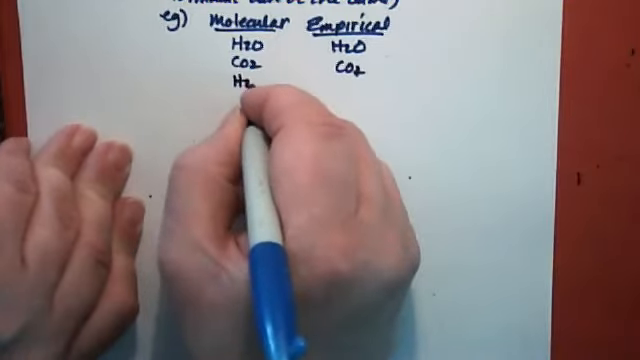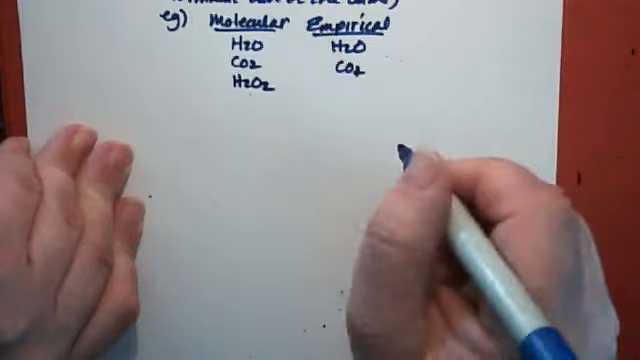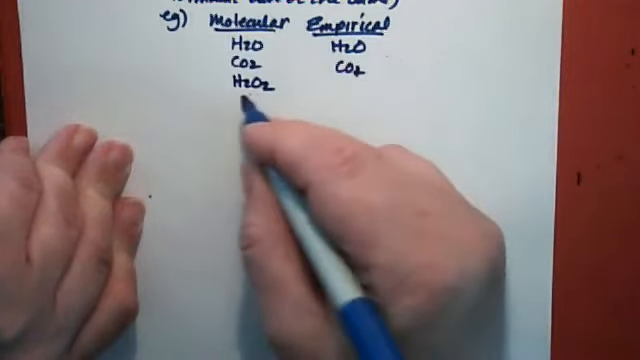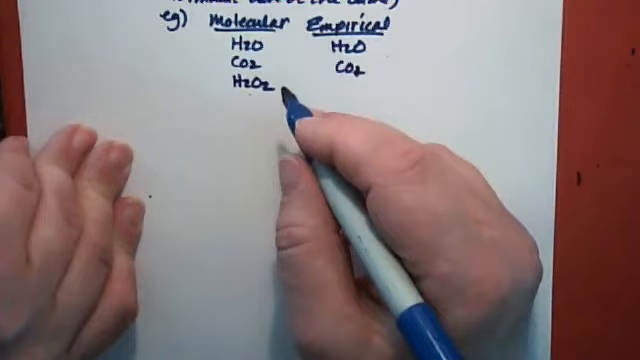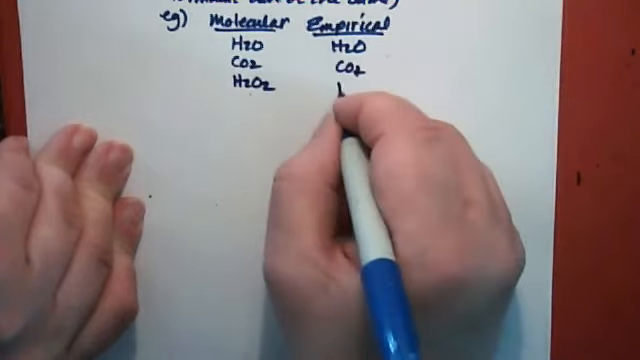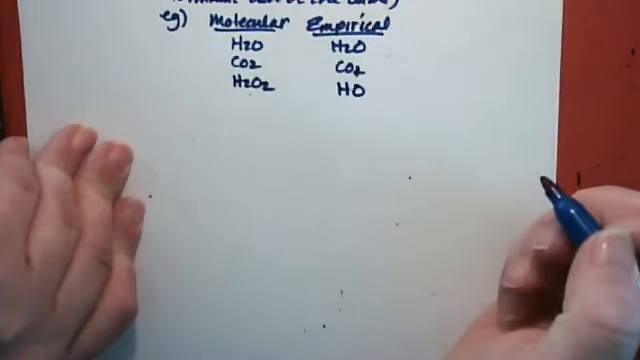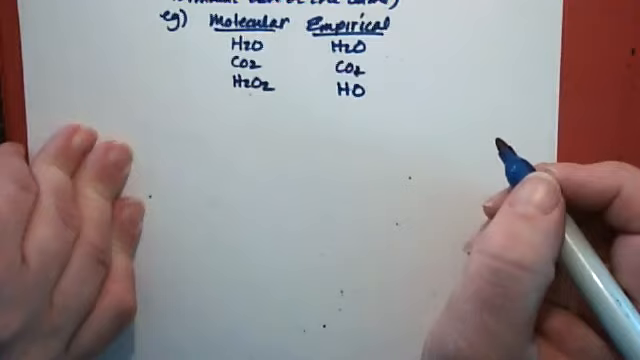But how about something like hydrogen peroxide, H2O2? Both of those subscripts are divisible by 2. So to get the empirical formula, that's what you do. Divide them by 2, and you get HO. That's the empirical formula for hydrogen peroxide.